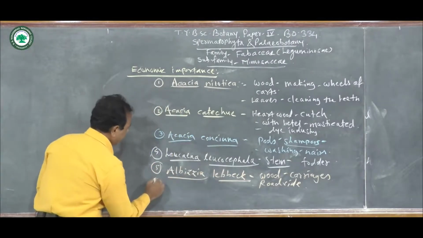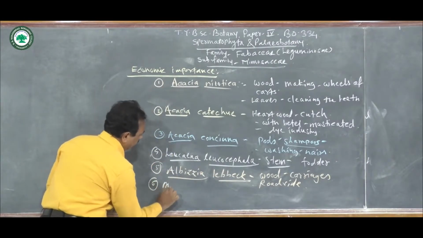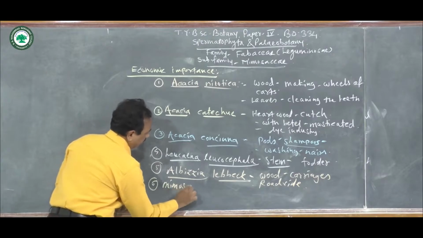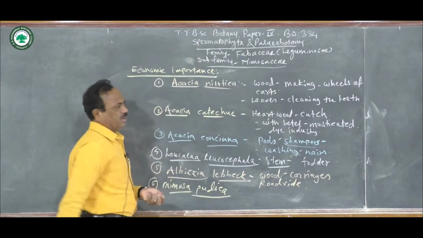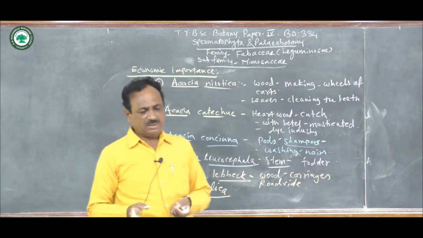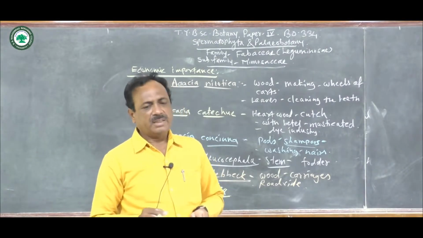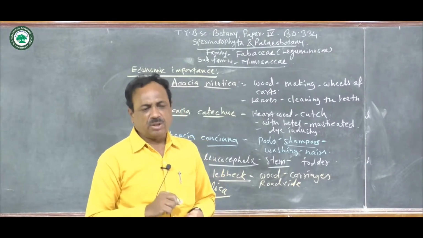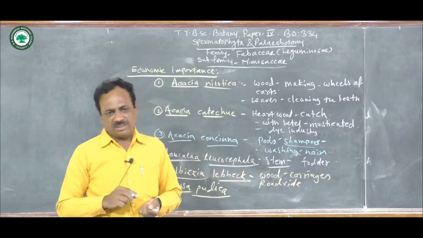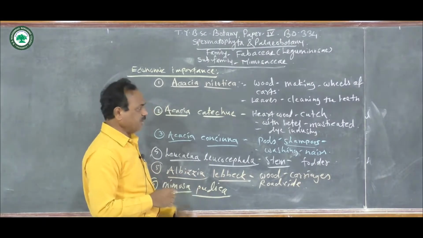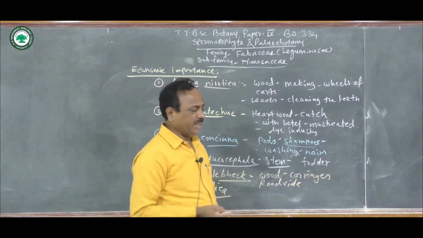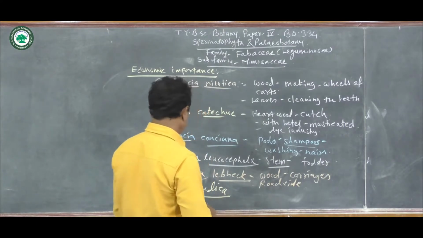The next is Mimosa pudica. Actually it is a small shrub, and the leaves of this plant are very sensitive to touch. If we touch it, it shows the sleep movement, and so generally this plant is planted as an ornamental plant.